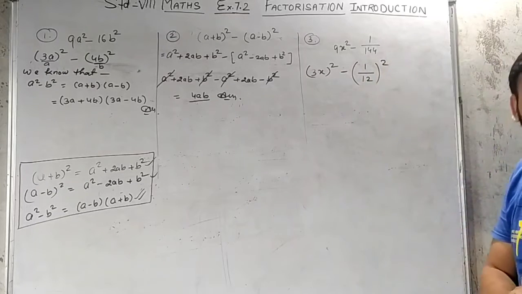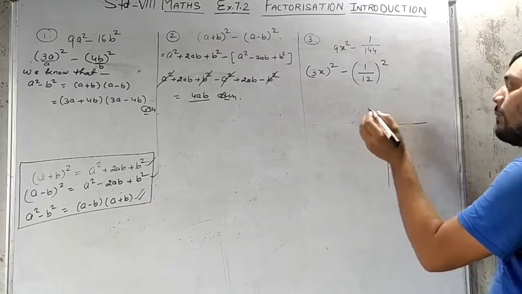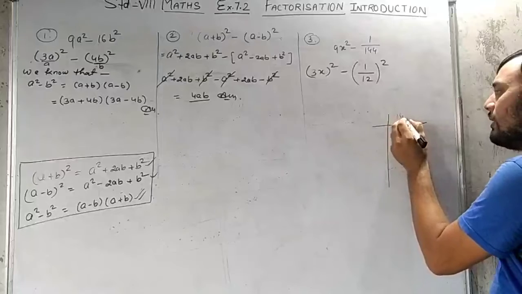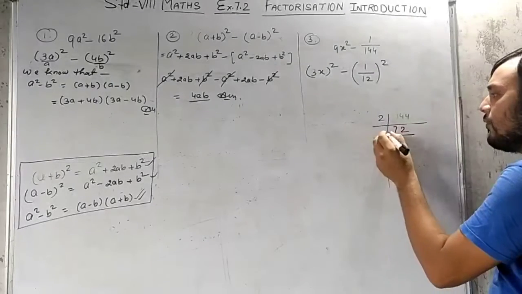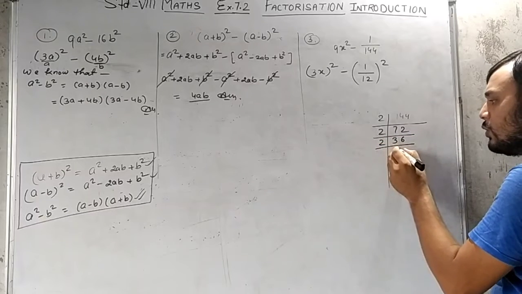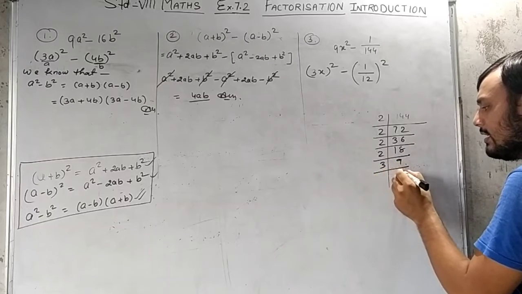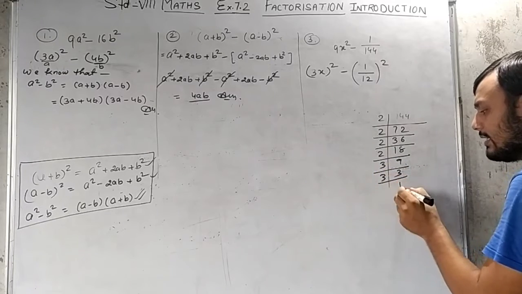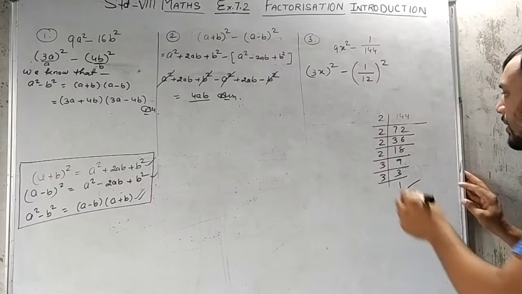But suppose you are not knowing how this 12 comes? With the help of square root, you can find it like this. 2 7s are 14, 2 2s are 4, 2 3s are 6, 2 6s are 12, 2 1s are 2, 2 8s are 16, 2 9s are 18, 3 3s are 9, and 3 1s are 3. 1, when 1 is here, it means game over.